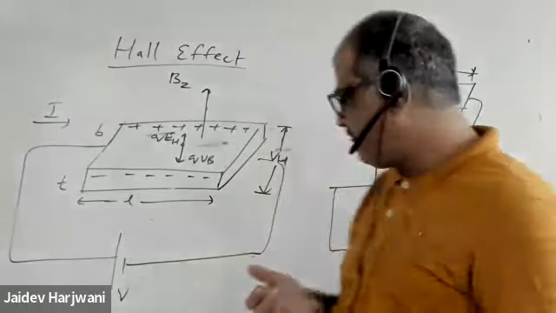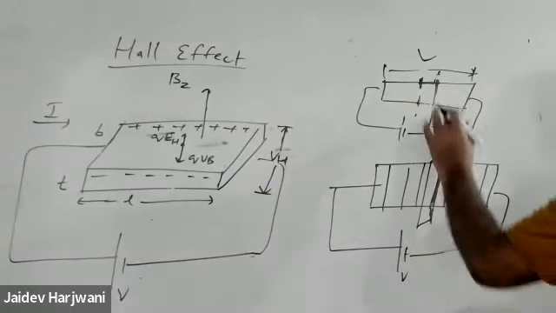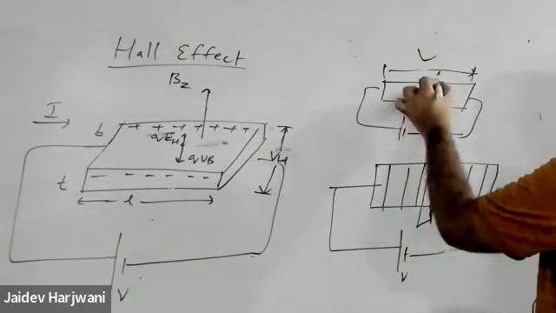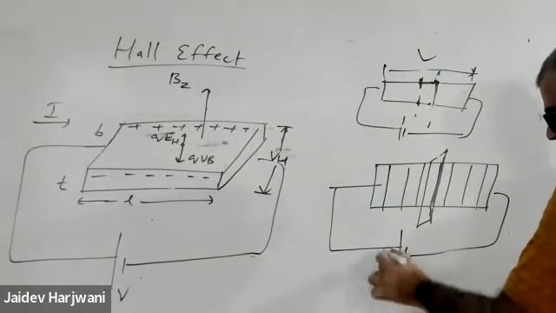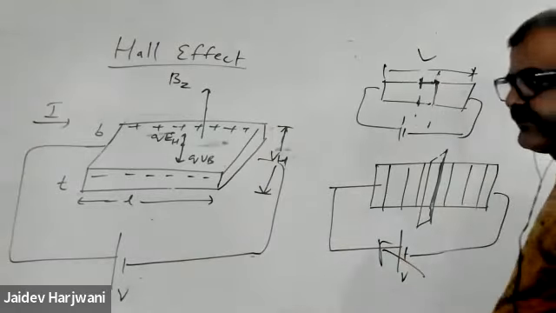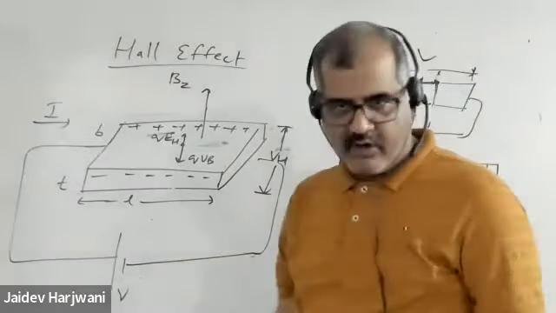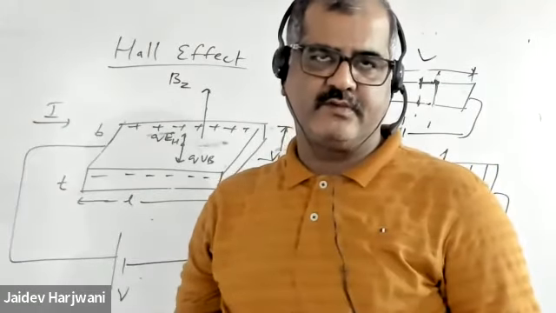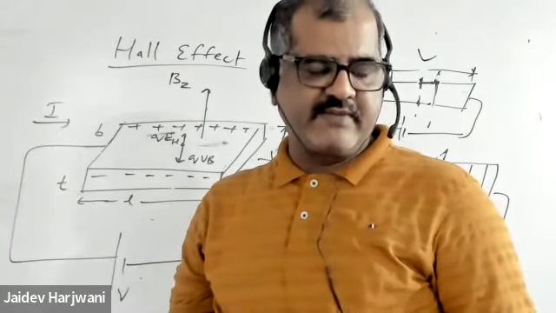Now suppose these 2 points are not in the same plane, they are at different positions, and I keep on increasing the voltage. So what will happen? This voltage drop keeps on increasing, but that is not a Hall voltage, that is an ordinary voltage drop. Are you getting what I'm saying?